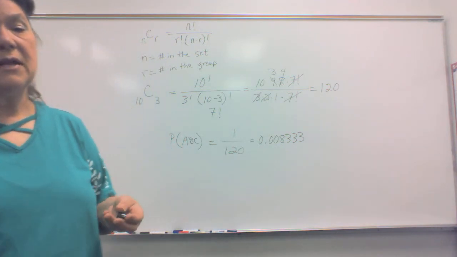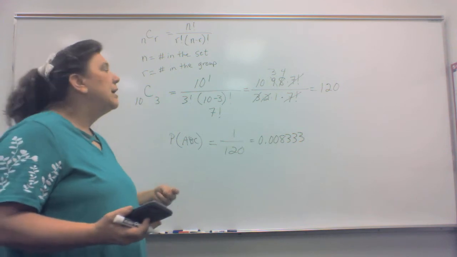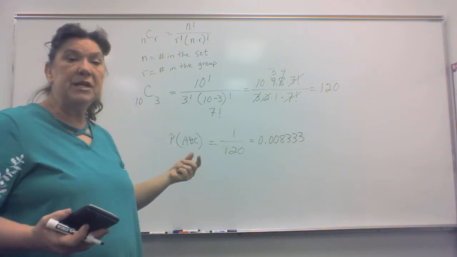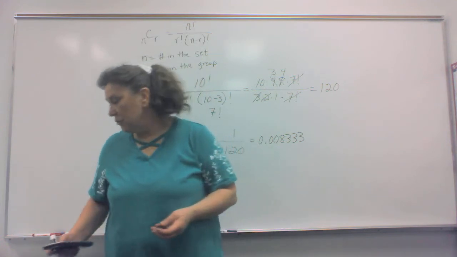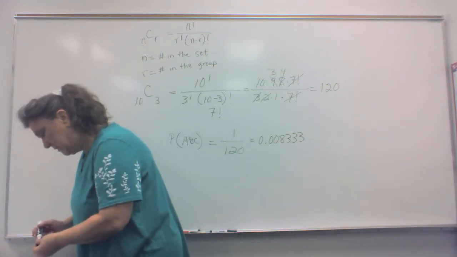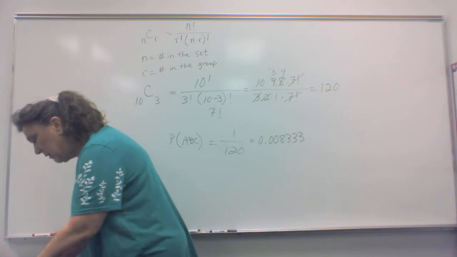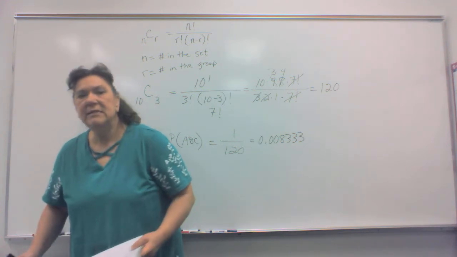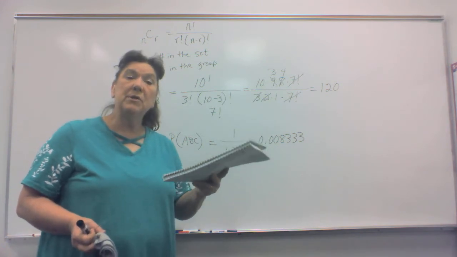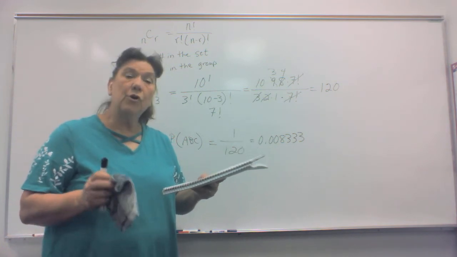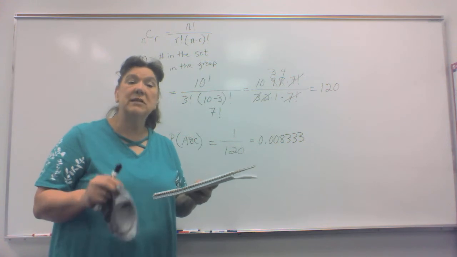So there's an example of how to use the combinations and permutations and how to calculate them. So now let's look at an actual word problem that deals with this. Okay, this one says, the race has 140 runners. How many possible outcomes for the gold, silver, and bronze?